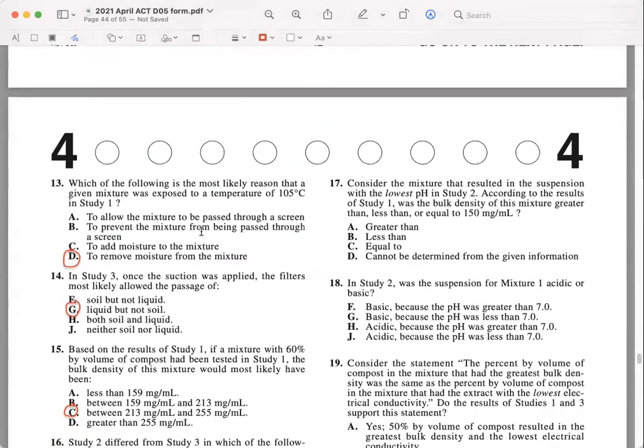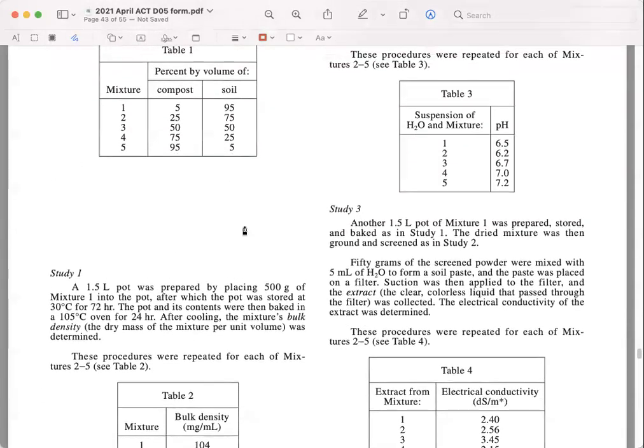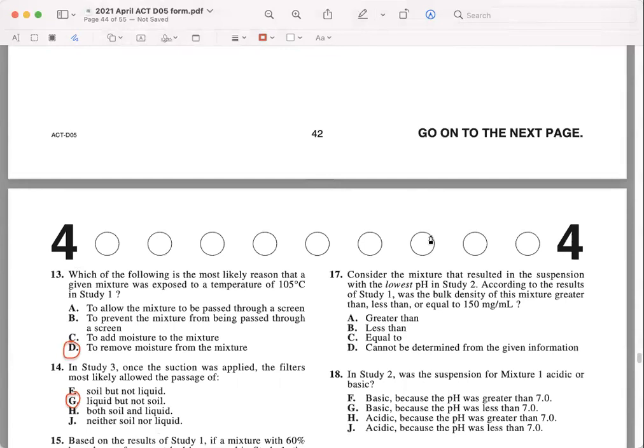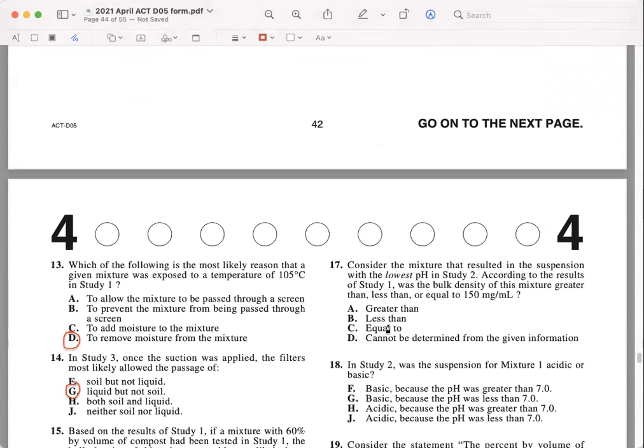17. Consider the mixture that resulted in the suspension with the lowest pH in study 2. According to the results of study 1, was the bulk density of this mixture greater than, less than, or equal to 150 milligrams? Lowest pH. Okay, so lowest pH is for mixture 1. So for this mixture, the bulk density was 104. So the bulk density is definitely less than 150, right?